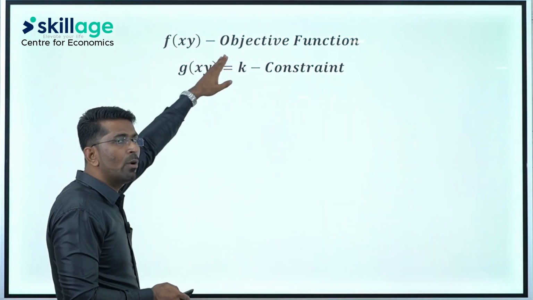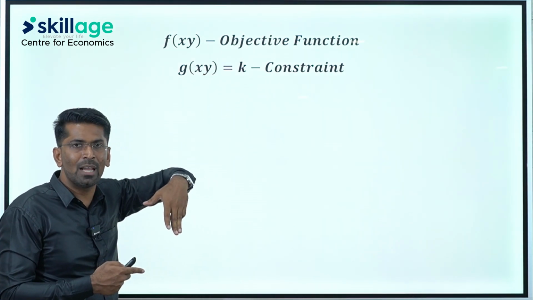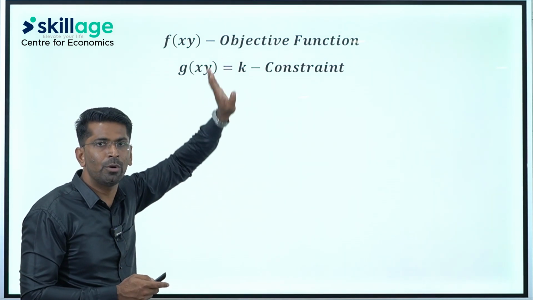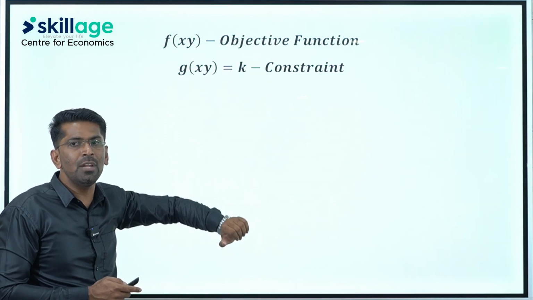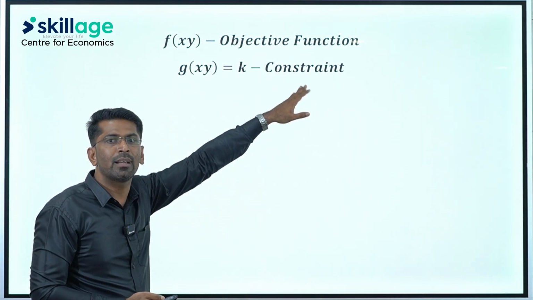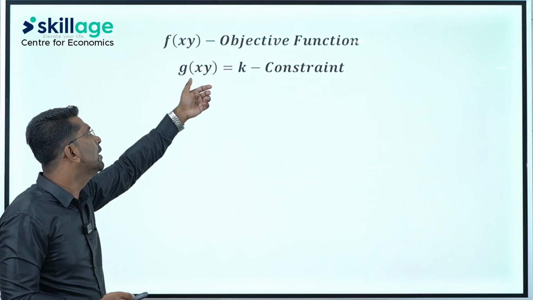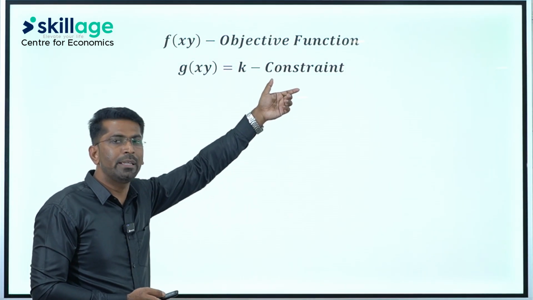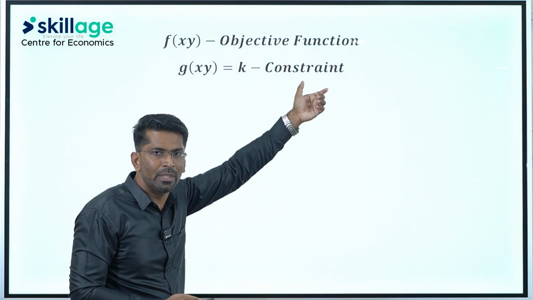See here, we have an objective function, as in the earlier example we have a utility function. For example, a utility function is given. We have to maximize that utility function, at the same time subjected to the constraint, the limitations given. So g of xy. So here in the case of a utility function, the budget line will become the constraint.